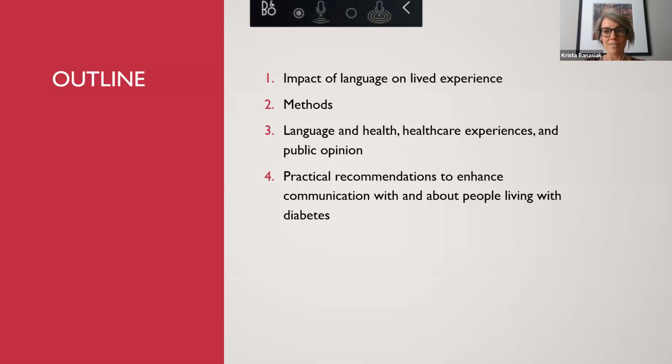We'll very briefly examine the methods that were used to come up with some of the recommendations and guidelines that I'll be sharing with you. We'll talk about language and health, healthcare experiences, and public opinion, as well as look at some practical recommendations to enhance communication with and about people living with diabetes. So hopefully these will be things that will be useful to you in your practice and your work with people living with diabetes.